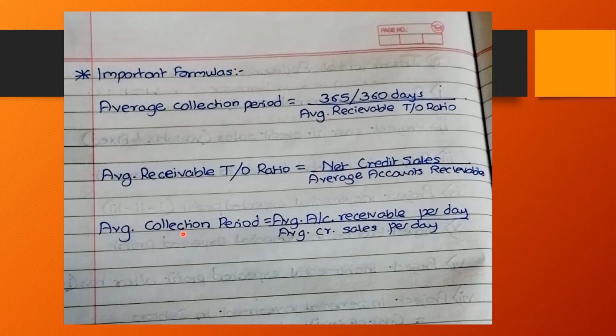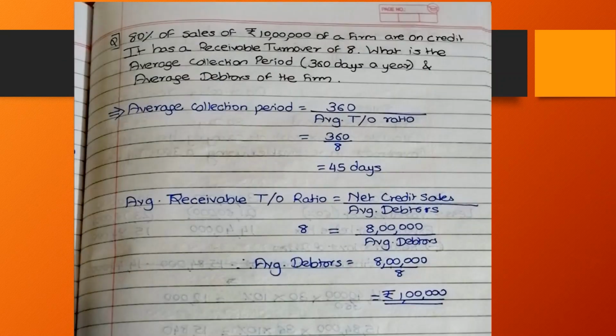And similarly, for getting the average collection period, there is another formula, that is average debtors per day upon average credit sales per day. So these are some of the important formulas. Now we will see some numericals, the basic numericals which may be asked in the questions.